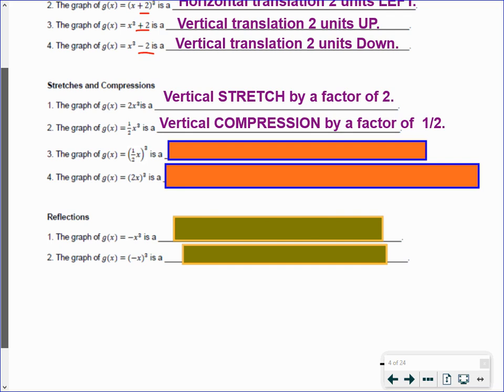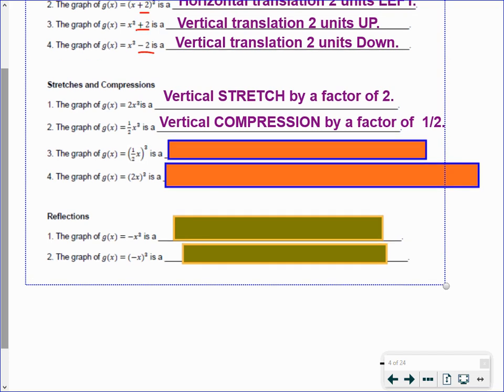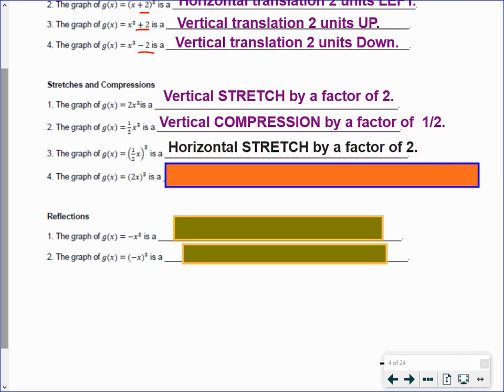For number 3, we want the graph of g of x equals 1/2 x to the 3rd power. That 1/2 is now actually inside of the parentheses. And remember, our form is 1 over b. So that makes this a horizontal stretch by a factor of 2, because 1 over b is what the form has to be. So whatever's underneath the 1, in this case it's 2, so it's a horizontal stretch by a factor of 2. The graph g of x equals 2x to the 3rd power.